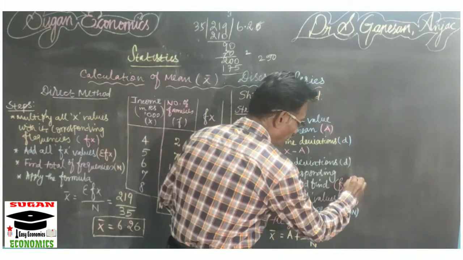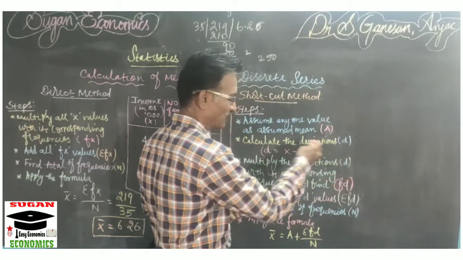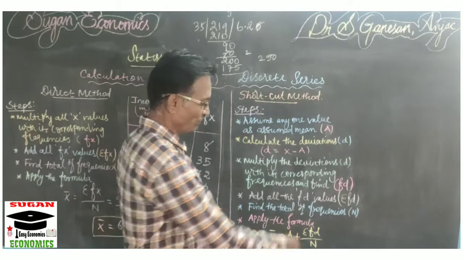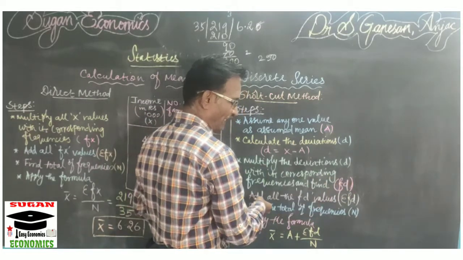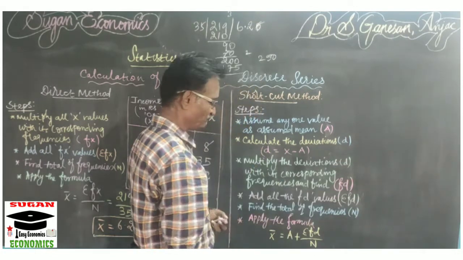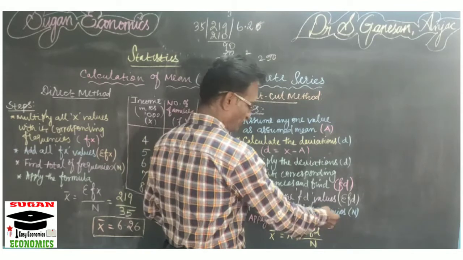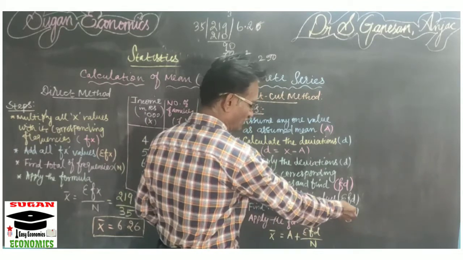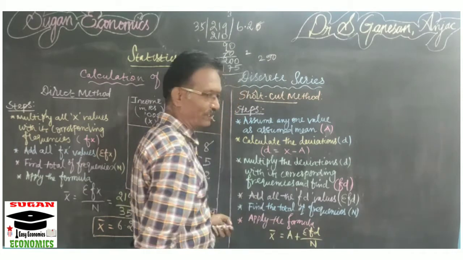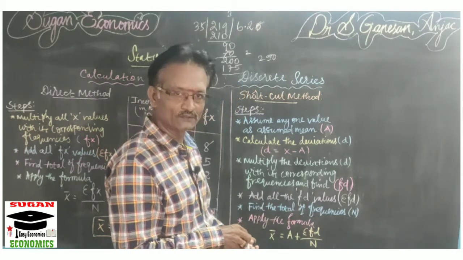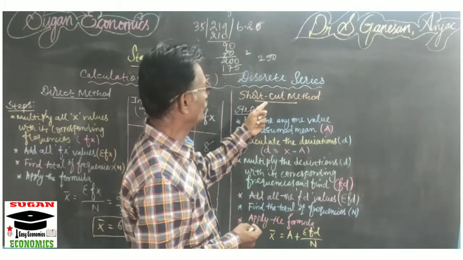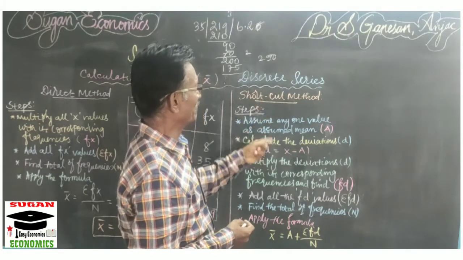So you have to multiply the deviation value with the corresponding frequencies and you find out the FD value. Then after finding the FD value, you take the total of FD value, which is equal to sigma FD. Then you take the total of frequencies, that is equal to n. Then you apply the formula x bar equal to A plus sigma FD by n. Are you clear?